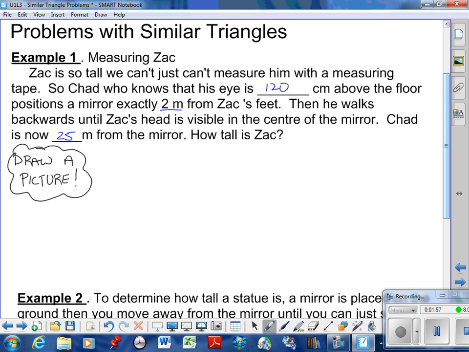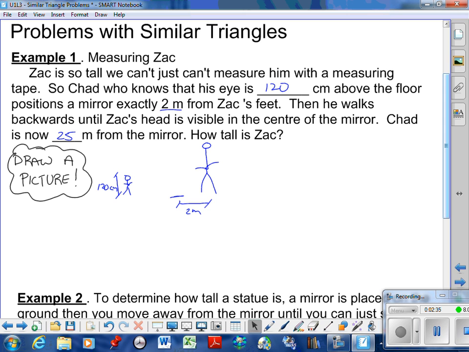So anyway, back to what we said. Chad knows that his eyes are 120 centimeters from the ground. So this is Chad. Hi, Chad. He walks backwards. We've got to put Zach in, so here's this tall guy. I'm Zach. My arms are really low on my body. Okay, so here's the mirror, and the mirror is 2 meters away from Zach. Chad walks backwards until he can see Zach's head in the mirror.